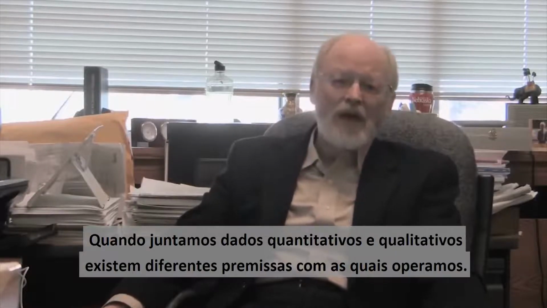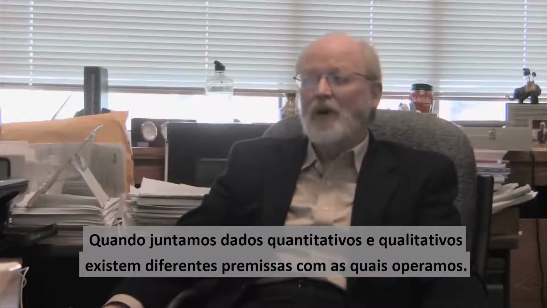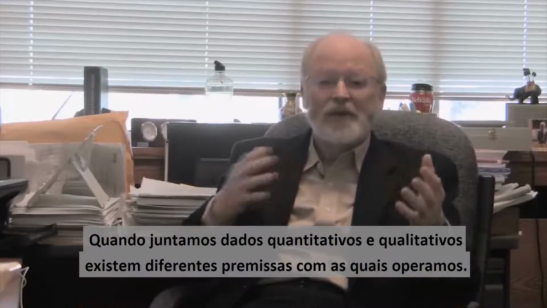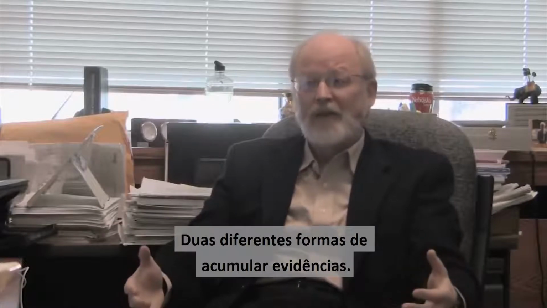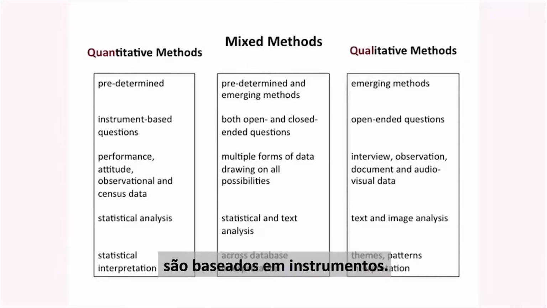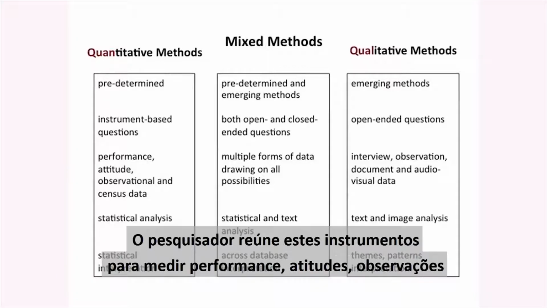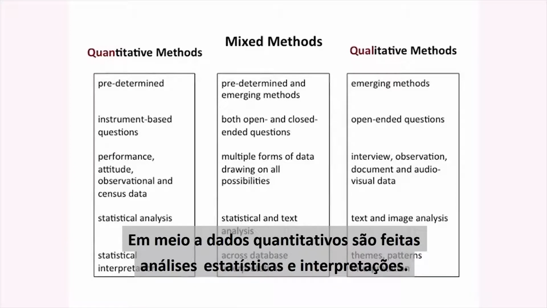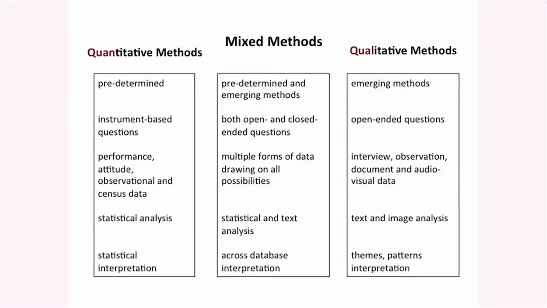Now, when you gather quantitative data and qualitative data, there are different assumptions operating. There are 2 different forms of gathering evidence. Quantitative data is usually predetermined by the researcher. It's based on instruments. We gather those instruments measuring performance, attitudes, observations. We then do statistical analysis and we make an interpretation.